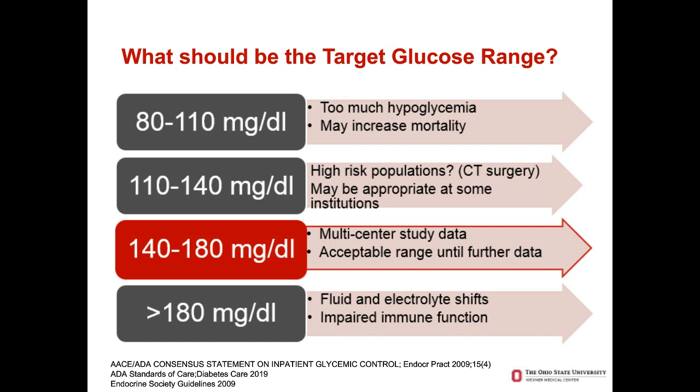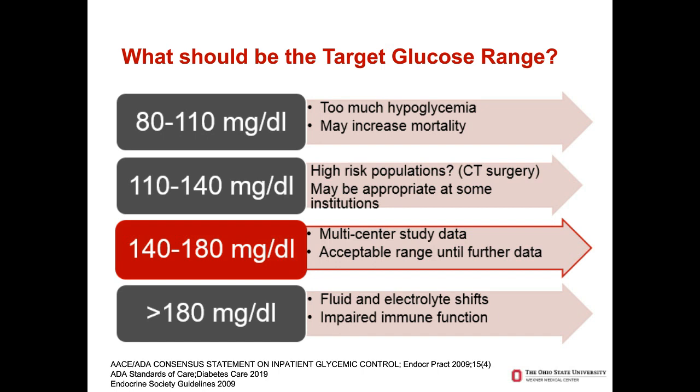to be performed safely. On the other hand, a very tight glucose target in that 80 to 110 milligram per deciliter range has demonstrated a lot of significant severe hypoglycemia, and it's been associated with increased mortality. And therefore, it's really discouraged to target that range.